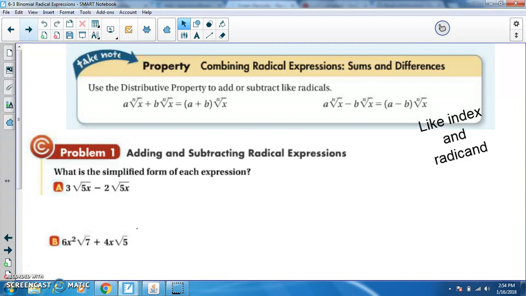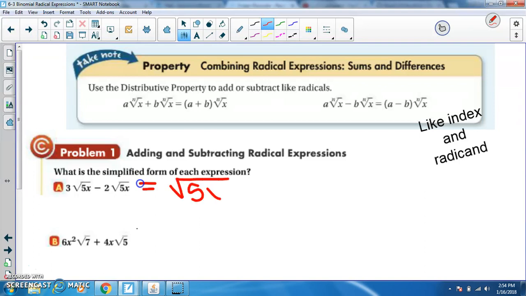So, can we simplify 3 square root 5x minus 2 square root 5x? Yes, we can, because we have the same index and the same radicand. Therefore, we just do 3 minus 2, which is 1 square root of 5x. Here we have square roots, but we have different radicands. Therefore, this is simplified.